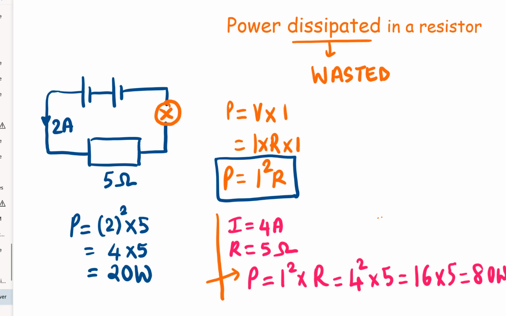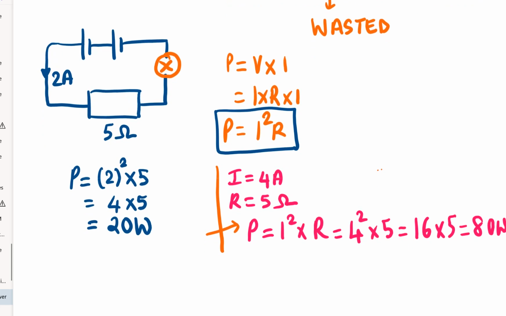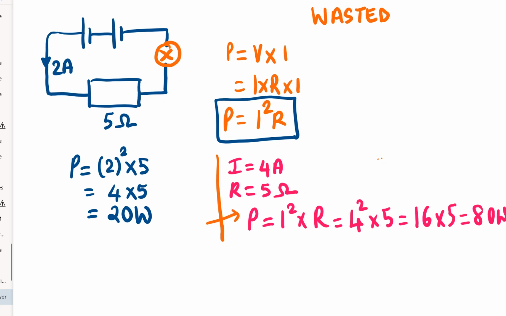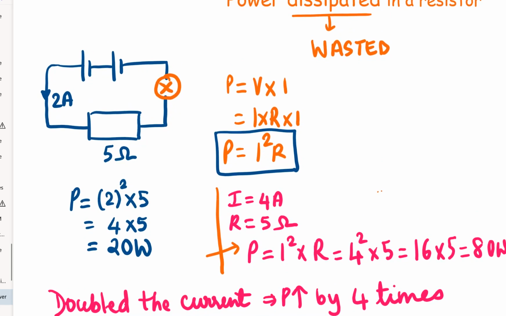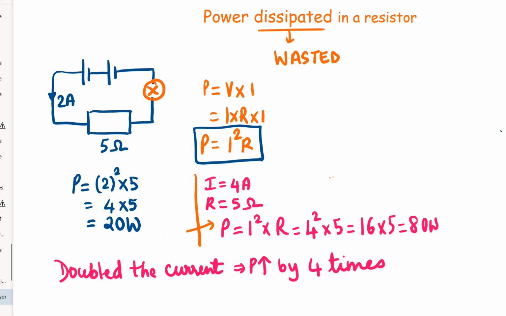Did you realize something? What did we do here? We just doubled the current. And when you double the current, what happened to the power? Power increased by 4 times. Initially the power was 20 watts, and it became 20 into 4, which is equal to 80 watts. So this is how to calculate the power dissipated in a resistor. Rather, you can calculate the power dissipated in any electrical component in the same way.